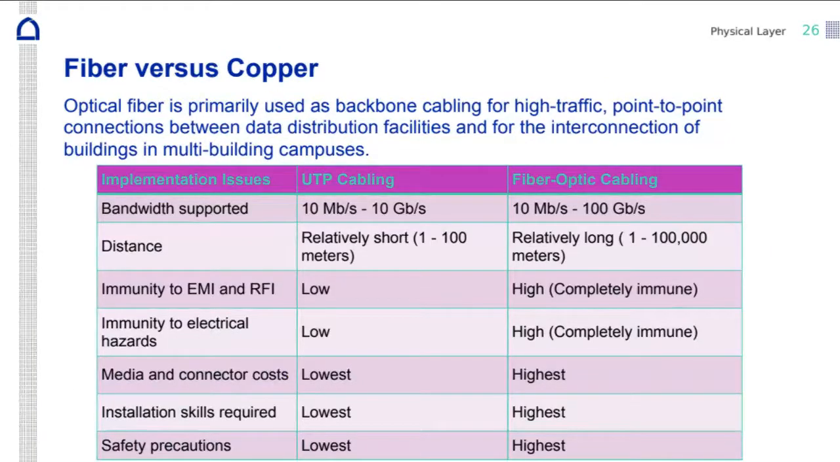So fiber versus copper, this table here summarizes the differences. As you can see, fiber will give you higher bandwidth, longer distance, and immunity, but it is more expensive. Even the connectors are more expensive, and the technicians need to be trained more. Safety precautions are highest with fiber.